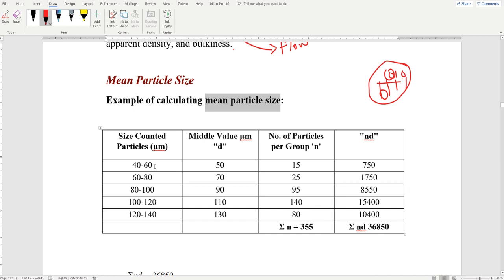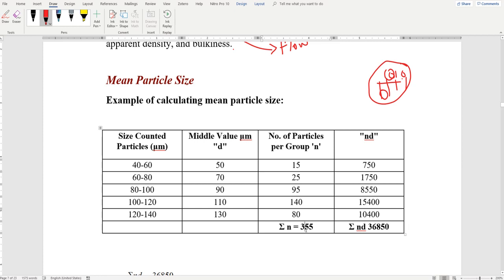In our example here, you are going to look at 355 particles. As I told you, minimum usually 200 particles, and it can be up to 400 particles. You don't want to look at more because it will be really tedious and difficult for you to look at 400 particles and record their size. So normally 200 to 400 particles.